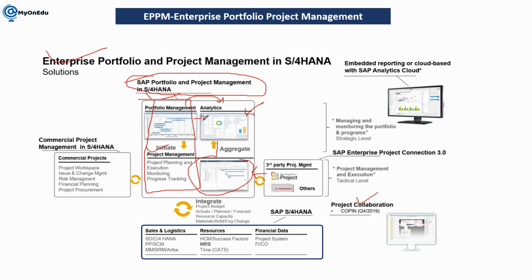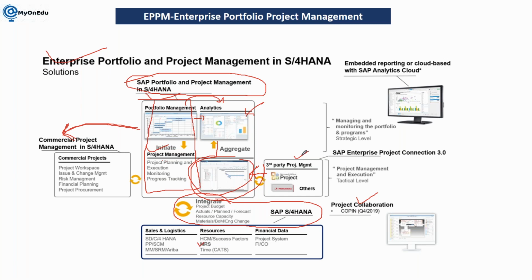This is going to integrate with BI. We can integrate this portfolio project management with MSP, third party project management. Okay, and whatever data you are getting, you can aggregate it. Okay, and here another module called commercial project management, you can directly integrate with that also. Here it is going to integrate with all core modules of S4 HANA through PS project system, or cross application timesheet, or SCM, human capital management. MRS also can be integrated directly here.